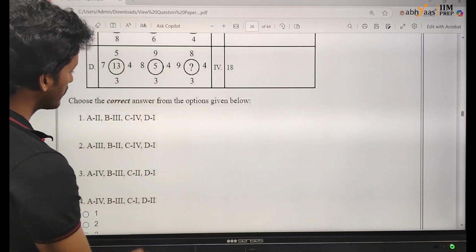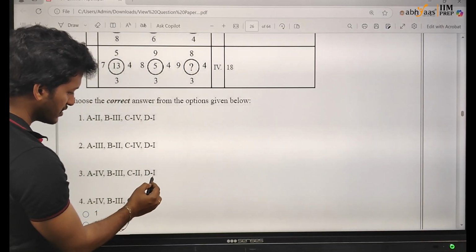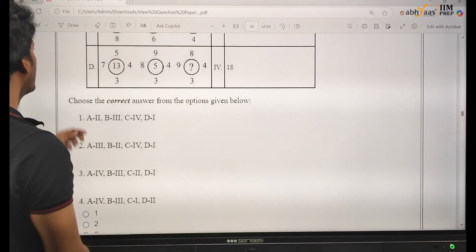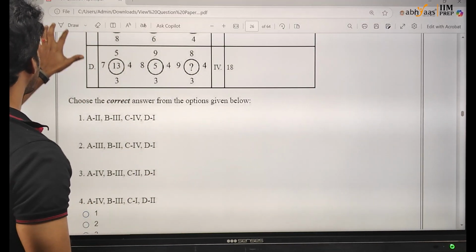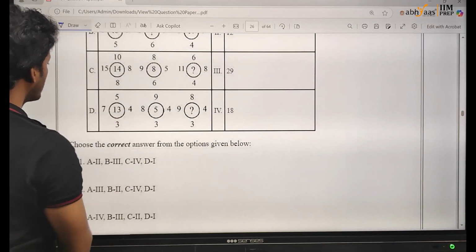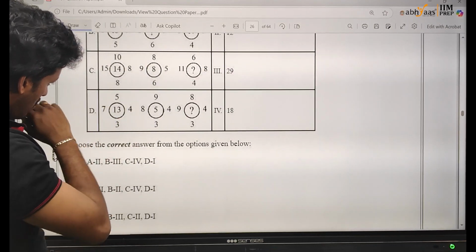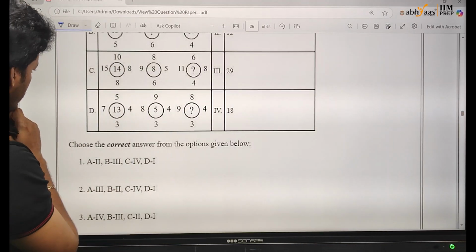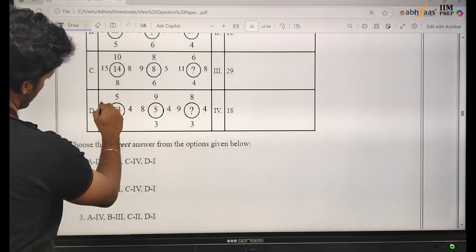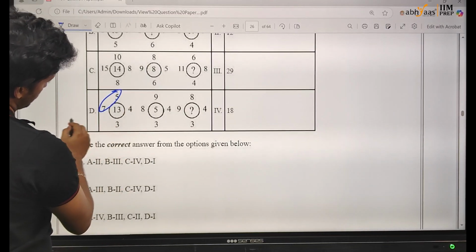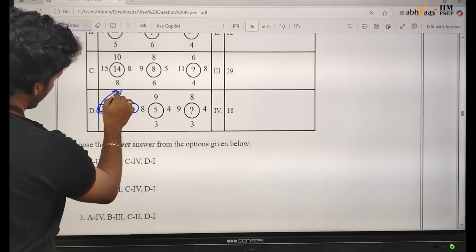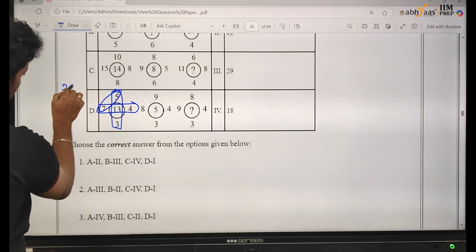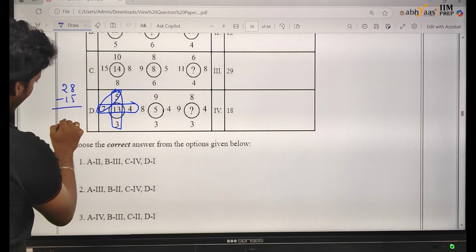Just see D. If I see D, in only one option, D is showing it as 2. So let's check for D option only. So what it is saying, 7543. So what can be the logic here? 7 4 is 28, 5 3 is 15. Okay. So for 28 minus 15, if I do this, I'll get 13.